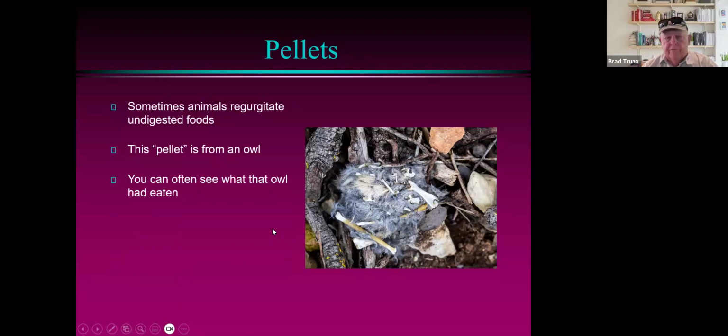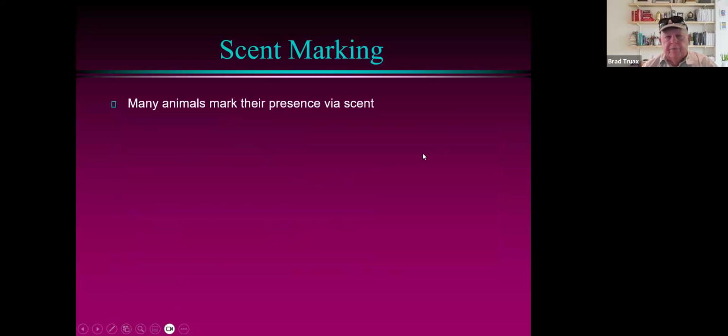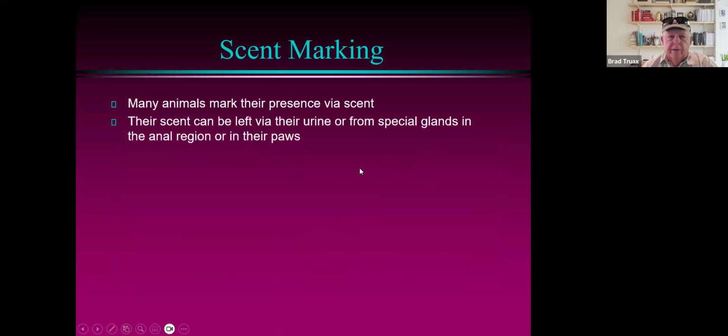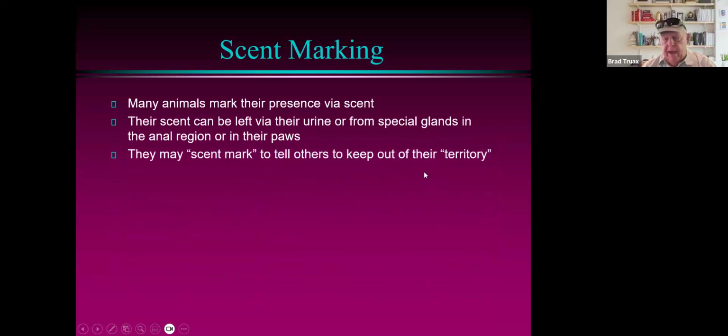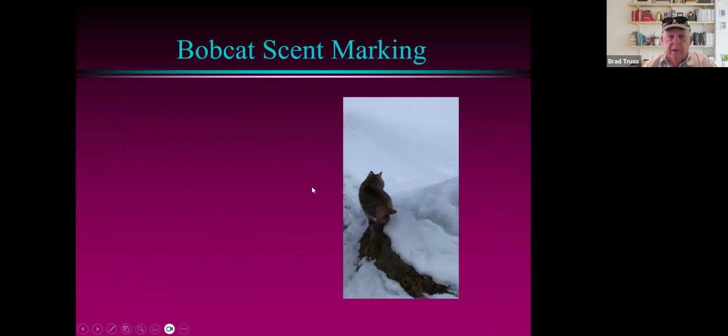And so we can often see what the owl actually ate. Scent marking is very common. Many animals mark their presence via scent, and the scent can be left either from their urine or special glands that are located either in the anal region or, as I mentioned before, right in their paws. They may scent mark to tell others to keep out of their territory, but they often scent mark to advertise themselves as potential mates during breeding season.